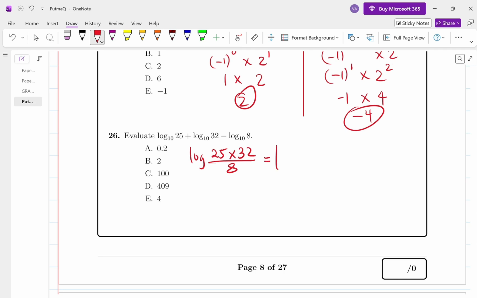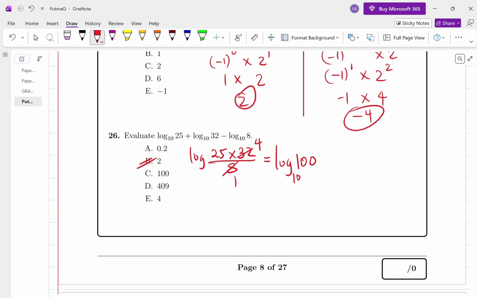So this is log of 25 times 32 divided by 8, which will give us 100. Because 8 here is 1 and into this is 4. 25 times 4 is 100. Now remember that the base is 10. So how many times would you multiply 10 by its own self to give you 100? 2. So the answer is equal to 2.